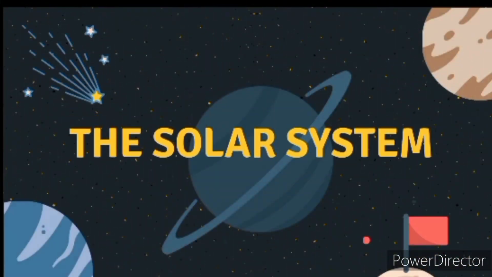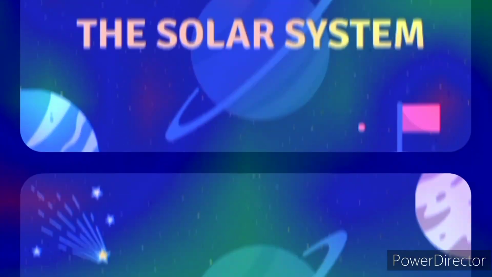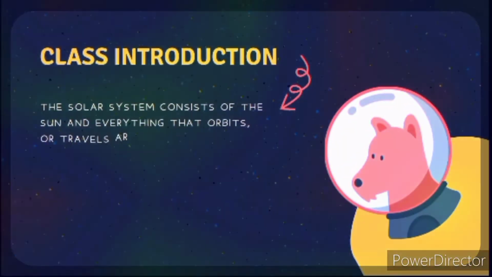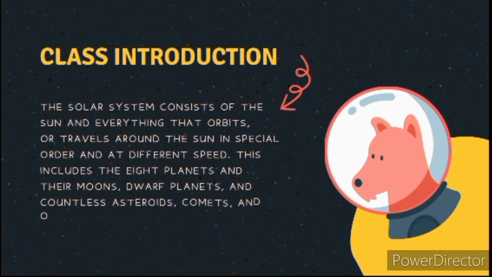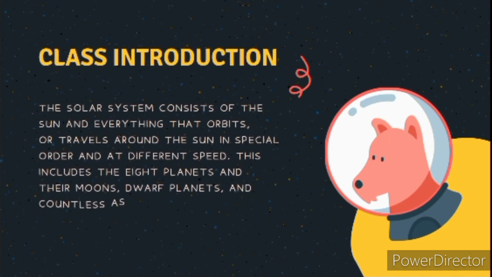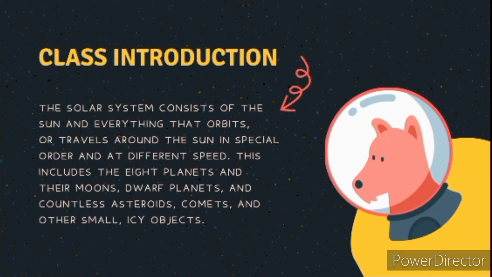So, today we're going to be exploring the solar system. Now, as a way of introduction, we're going to be talking about what the solar system is. The solar system consists of the sun and everything that orbits or travels around the sun in a special order and at different speeds. So this includes the eight planets, their moons, the dwarf planets, and countless asteroids, comets, and other small icy objects.